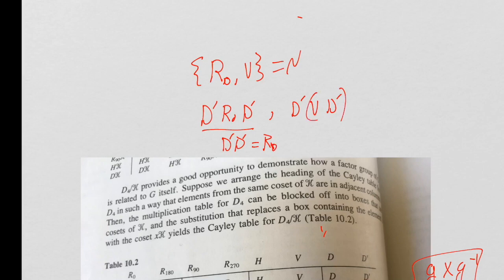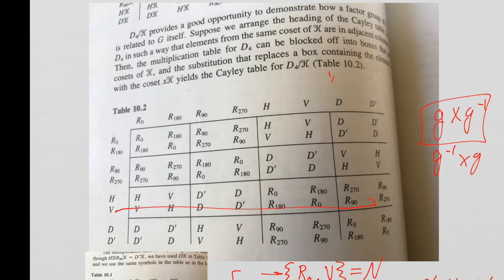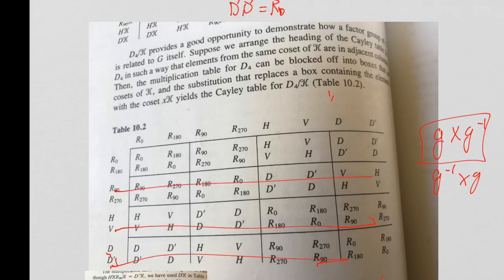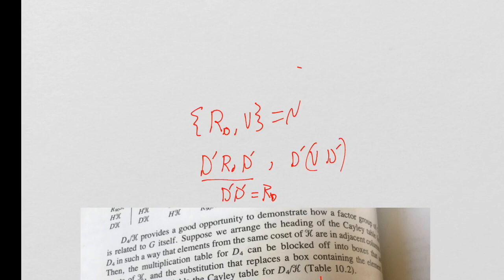Now, because of associativity, it doesn't matter which I do first, D prime on the right or D prime on the left. So D prime V is R90, and then R90 D prime is H. So this ends up being, that equals H. So D prime N D prime inverse equals the set R0 and H, right?